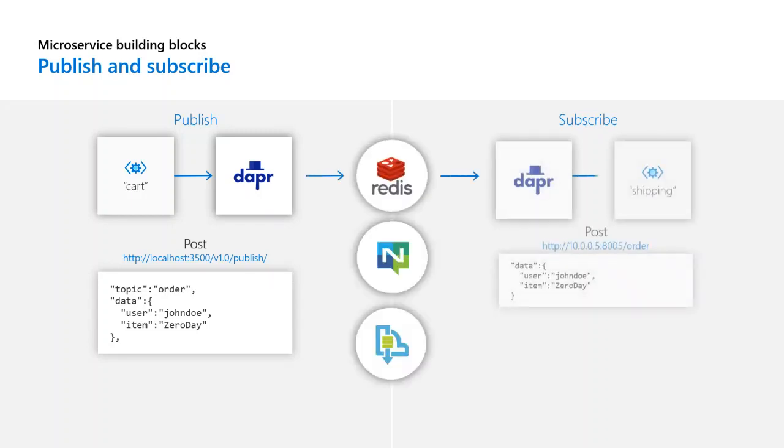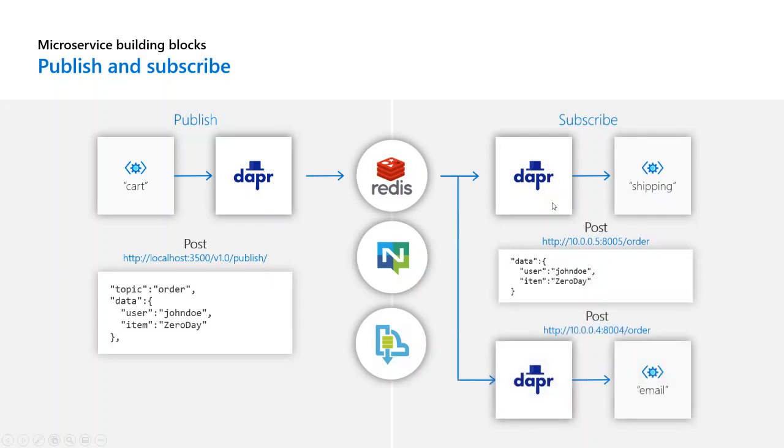So if your card service wanted to communicate to some other service, a shipping service, it can publish that message to Redis. And since your subscriber, your shipping service, is listening to this Redis queue, it will get the message and process that message or do whatever it wants. So instead of having a direct communication from card service to shipping service, we can also orchestrate this call using Dapr, where we can publish to any Redis queue and then subscribe to it.